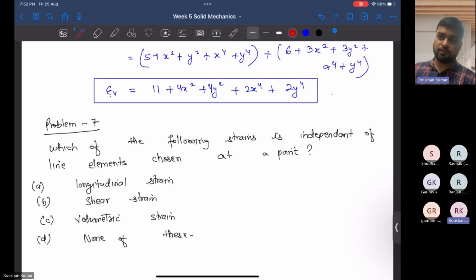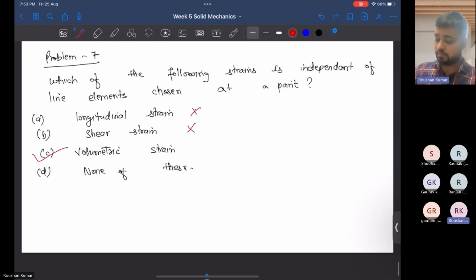The longitudinal strain depends on the direction of the line element, so it is not the correct option. Shear strain also depends on the direction of the line element, but the volumetric strain is independent of the line element chosen, because it depends totally on the summation of the longitudinal strains in all three directions. So the correct option is volumetric strain.